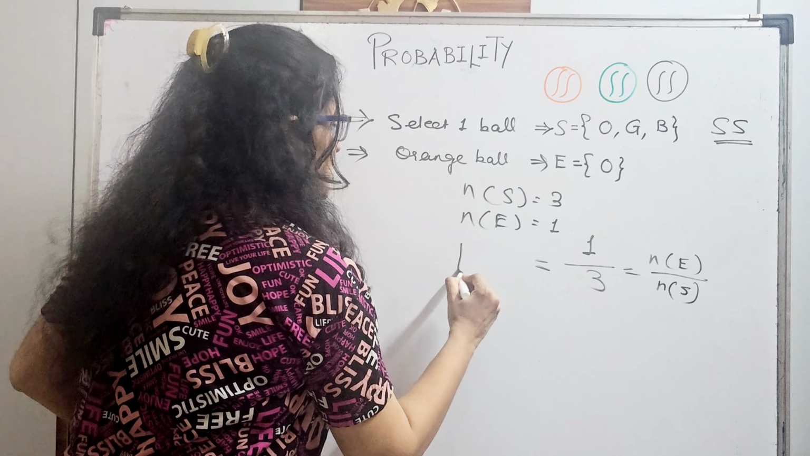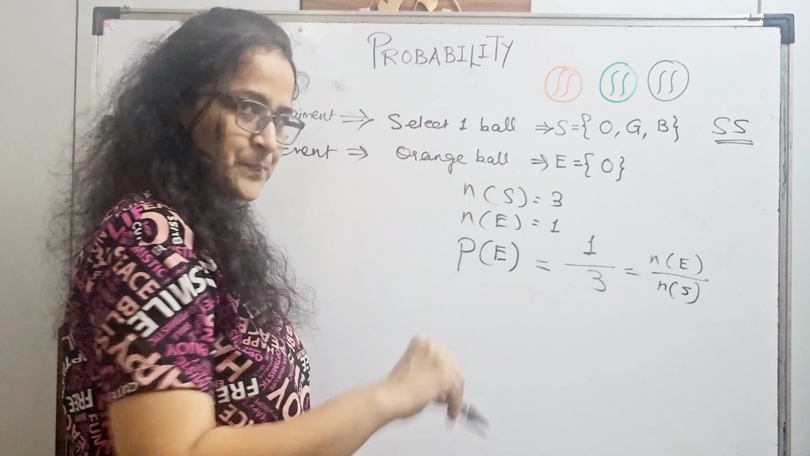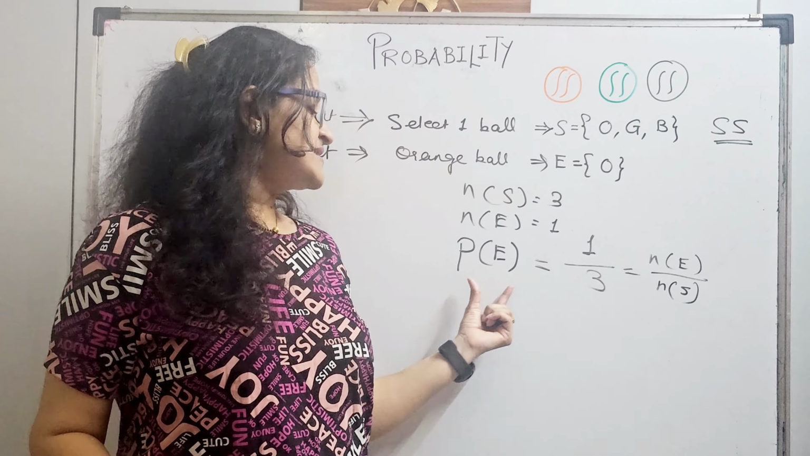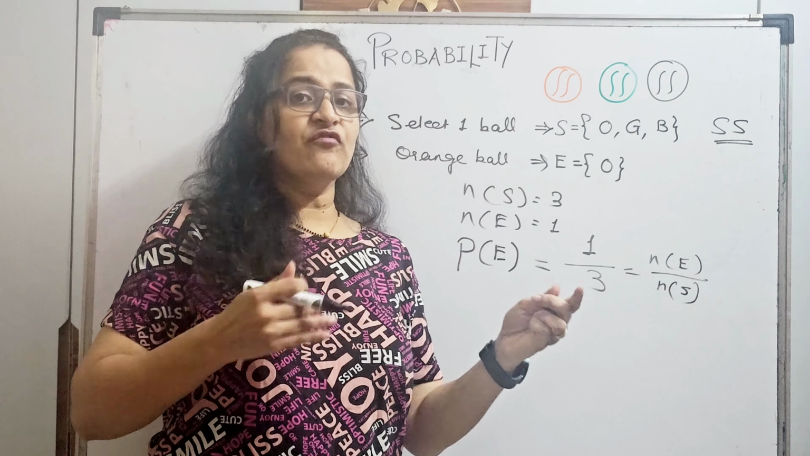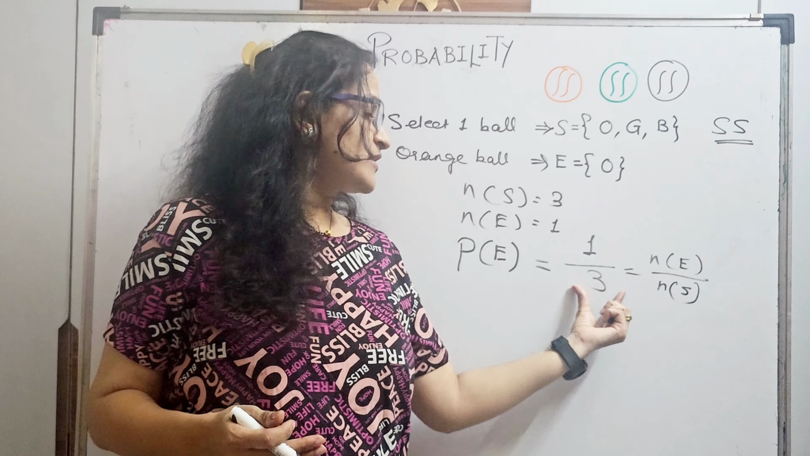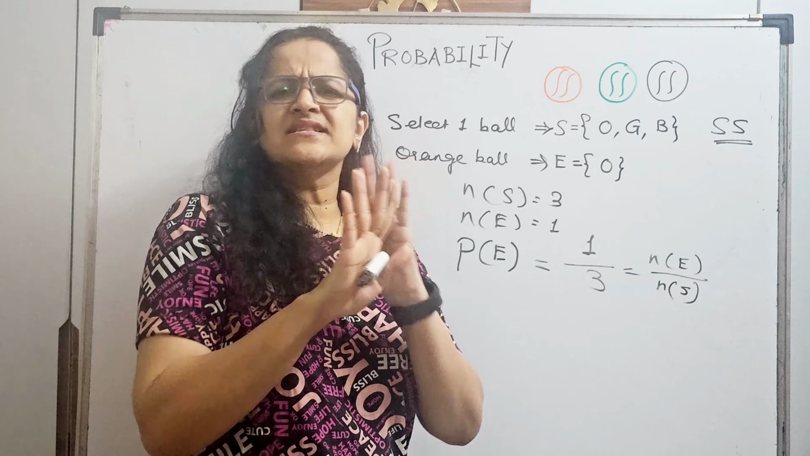So what did you just find? You found out the probability of that event E. Chances of E, correct? Chances of getting an orange ball, chances of winning the game. You just found out that. So that gives you the formula for your probability. That's the only formula there.